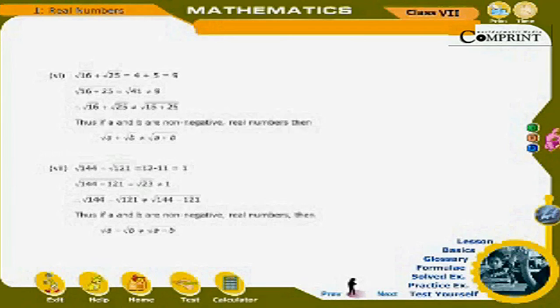Seventh, √144 - √121 = 12 - 11 = 1. √(144 - 121) = √23, not equal to 1. Therefore, √144 - √121 is not equal to √(144 - 121). Thus, if a and b are non-negative real numbers, then √a - √b is not equal to √(a - b).